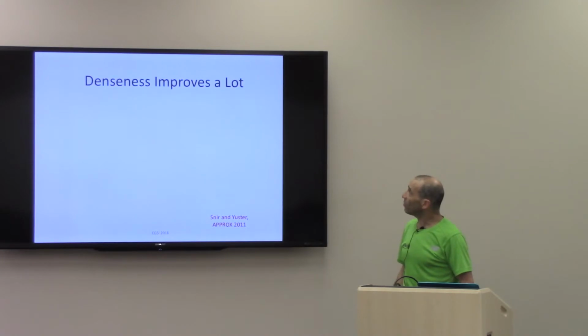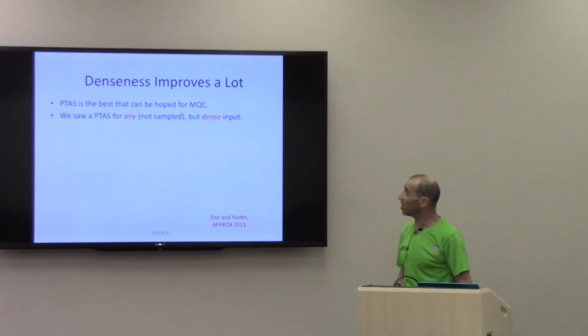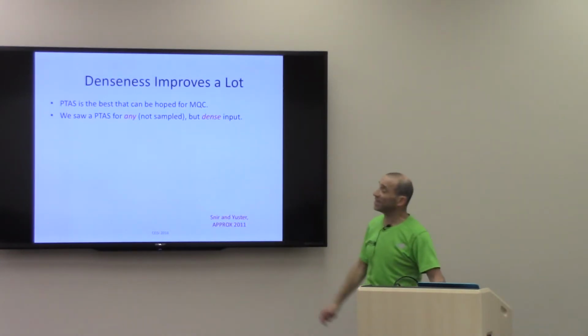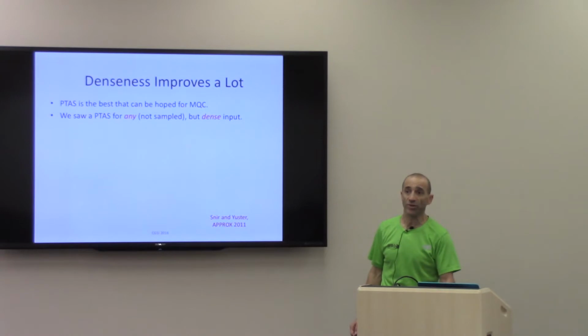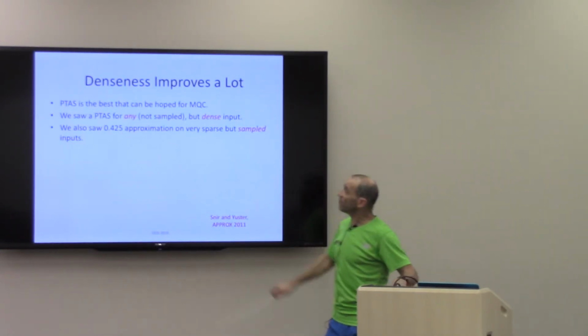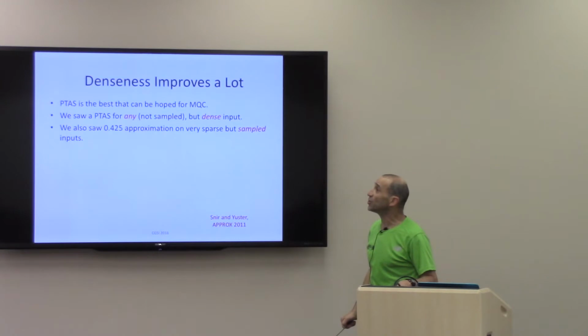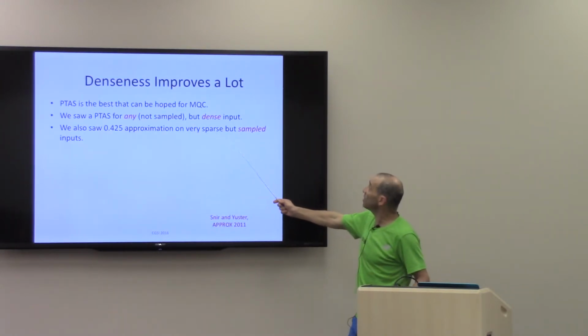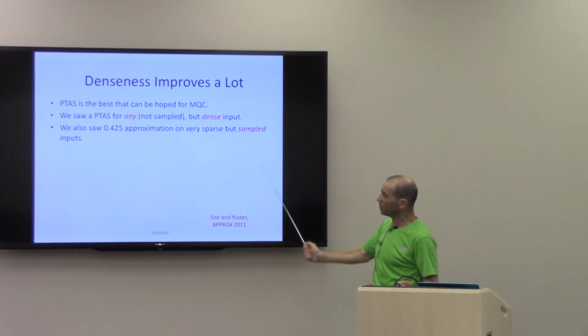However, randomness improves a lot. A PTAS is the best that we can hope for MQC, because MQC is hard. We saw a PTAS for any not sampled but dense input, almost all the quartets, like hundreds of all the quartets. Okay? We also saw the 0.425 approximation for very sparse but sampled, very structured input.